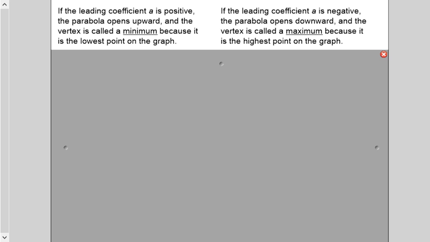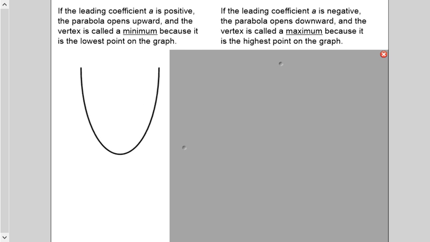Couple more definitions. If the leading coefficient, remember that letter A, is positive, the parabola opens upward, and the vertex is called a minimum. So the parabola opens upward. It acts like a bucket, and it would catch rain if the rain was falling. The vertex is called a minimum because it's the lowest point on the graph. So down here, that would be the vertex, and in this case, the vertex would have a special name, and it would be the minimum.